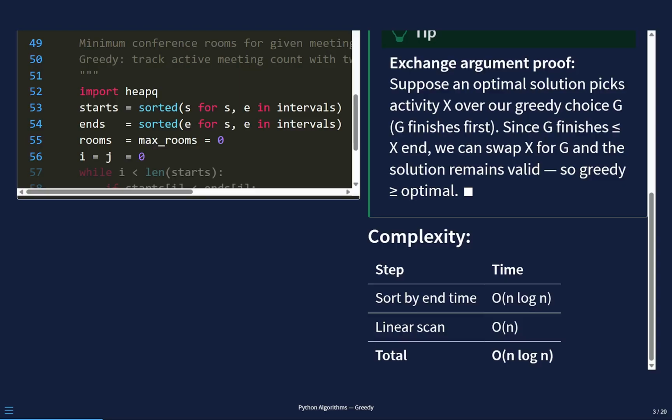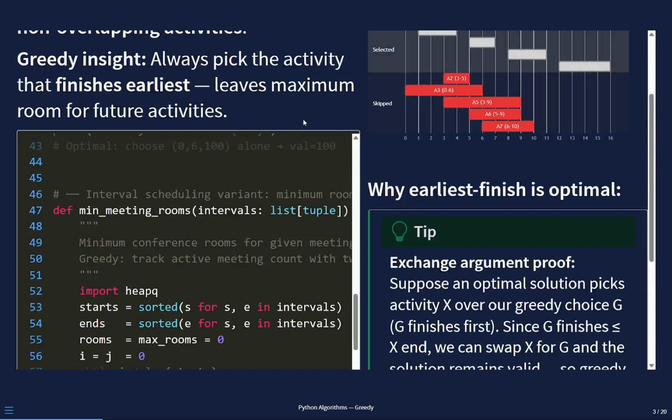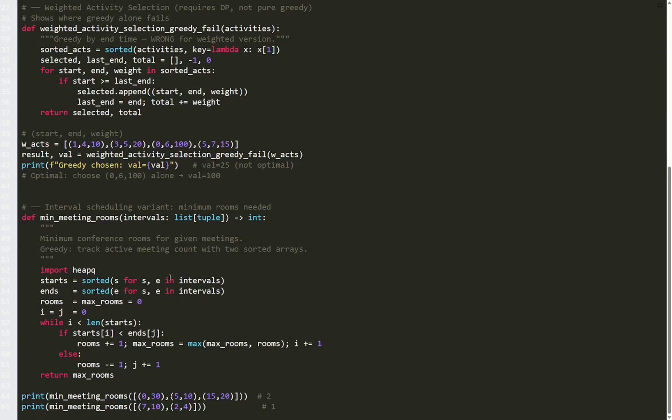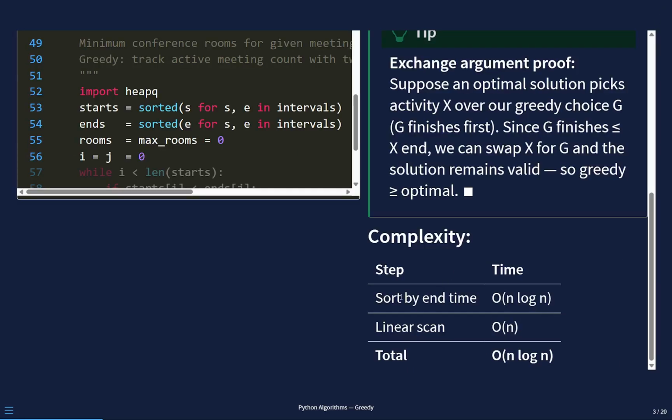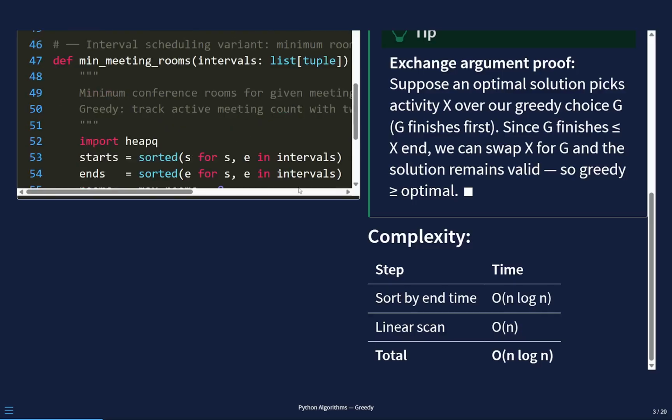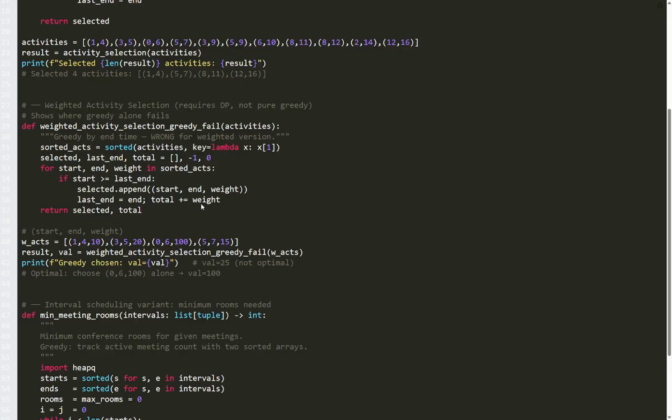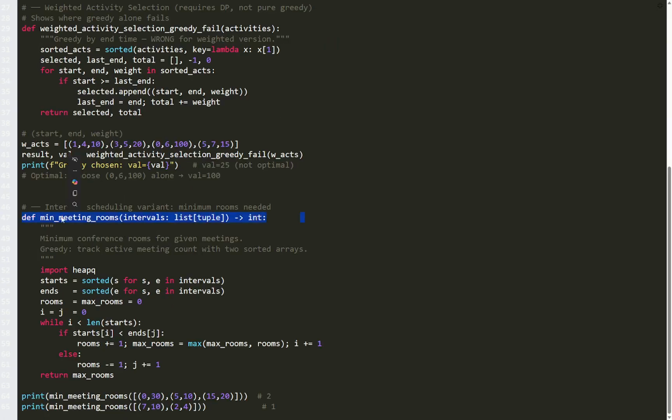The weighted variant, where each activity has a value and you maximize total value, breaks the greedy property immediately. Taking the earliest ending activity can sacrifice a single high-value activity that fills the entire window. Weighted activity selection requires dynamic programming. And the min_meeting_rooms function shows the natural extension, finding the minimum number of conference rooms needed for all meetings, using 2 heaps, one for start times, one for end times, tracking concurrent usage with a counter.